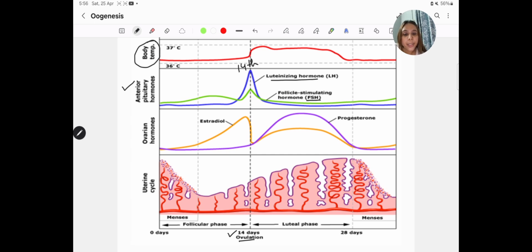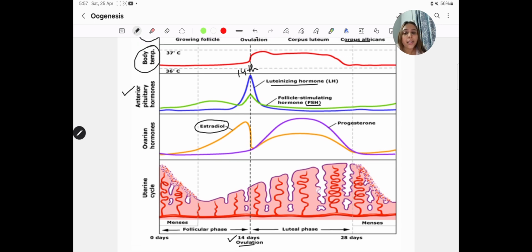Next, what happens? The ovarian hormones. See, first you will get a peak of estradiol. This is the precursor of estrogen, okay, estradiol. And one thing, do you know, this estradiol is synthesized from cholesterol? Yes, because it's a steroid hormone, okay. So estradiol is secreted by the granulosa cells and theca interna, okay, remember this fact.